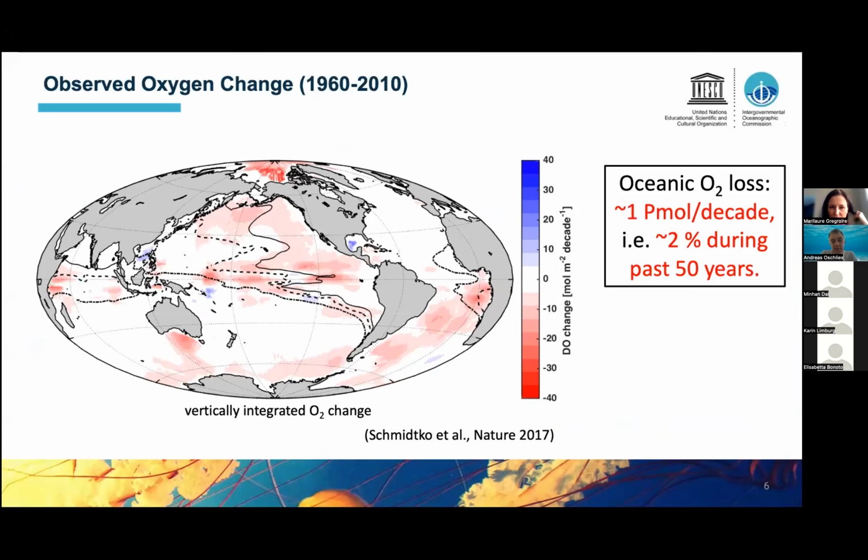Here, the red color is a decline over the 5 decades, 1960 to 2010, where, integrated over the water column, there has been an observed loss of oxygen. So almost everywhere, all ocean basins see a loss of oxygen. And if it's integrated up, with some uncertainties because of incomplete data coverage, it's a 2% loss during these 5 decades of the ocean oxygen inventory. And this is quite substantial.